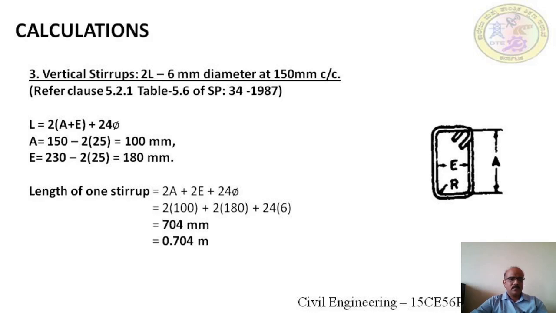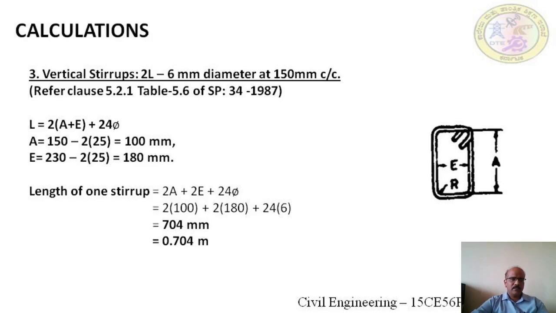The length of stirrup L will be equal to 2 into (A plus E), that is the perimeter of the stirrup, plus hook allowance. Two hooks will be there. For one hook, the allowance is 12d, 12 times the diameter of bar, that is pi. Two hooks are there, so they have given it as 24 pi for the two hooks. So, 2 into bracket A plus E plus 24 pi.